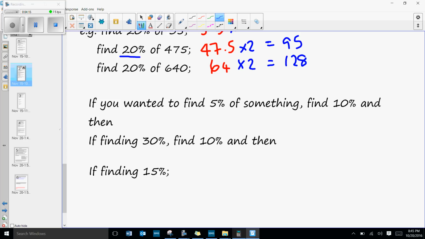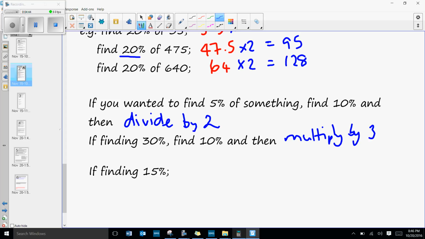Now, in a similar way, if we wanted to find 5%, we would again start off with 10% and divide by 2, because we knew 10% and we only wanted 5%. If we were finding 30%, we would find the 10% and multiply by 3.